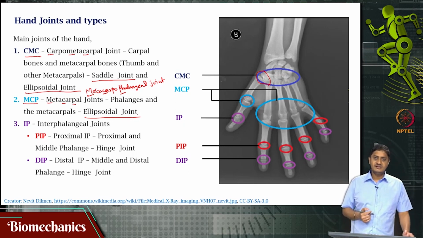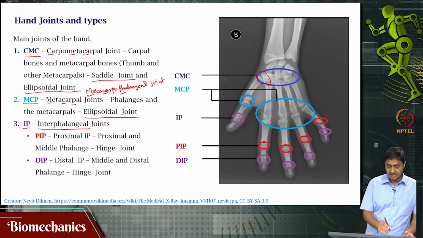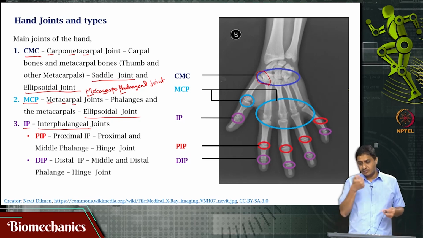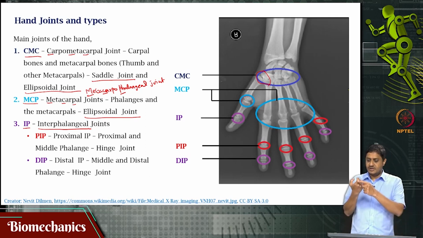Then you have the joints between the finger segments itself, or the articulation between the phalanges themselves. These are the so called interphalangeal joints or the IP joints. For the thumb there are only 2 phalanges and there is exactly one interphalangeal joint, IP joint, 1 in number. For the other fingers there are 2 interphalangeal joints, one here and one there, that is the proximal interphalangeal joint and the distal interphalangeal joint, PIP joint and the DIP joint.